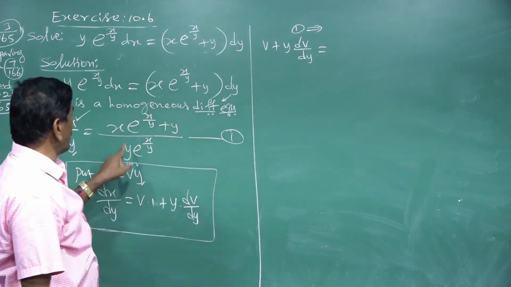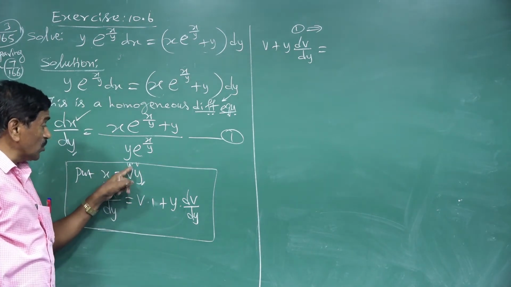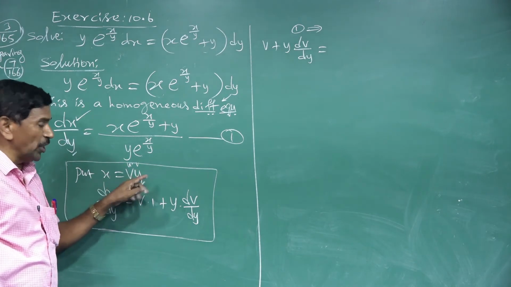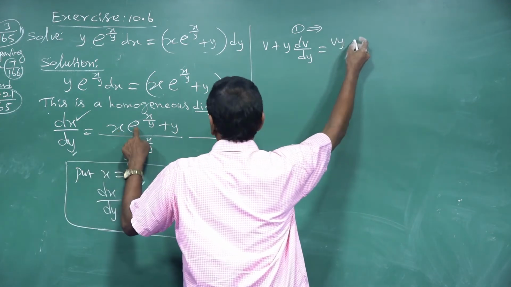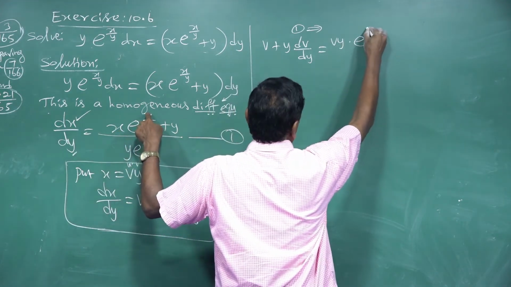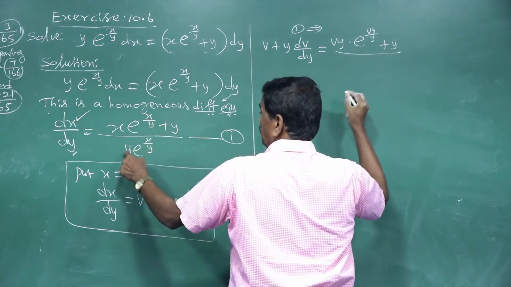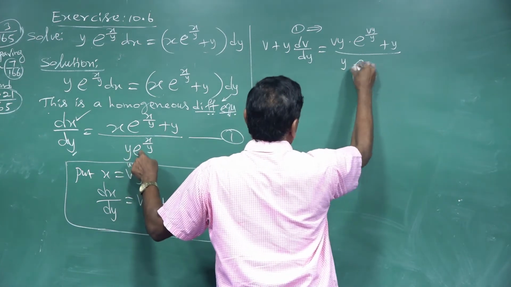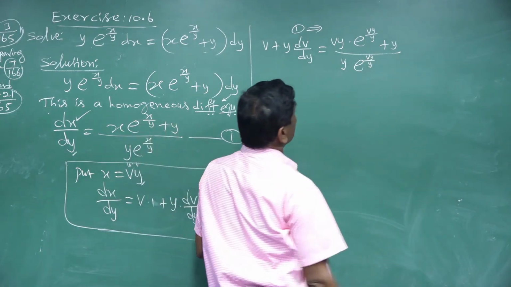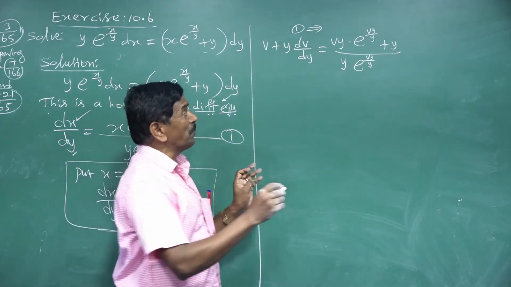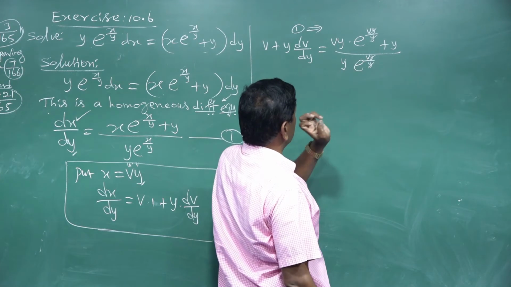In the RHS, wherever x comes, put Vy: x equal to Vy, x square equal to v square y square, x cube equal to v cube y cube, likewise. Here x is Vy, so Vy into e power numerator x equal to Vy already divided by y, plus y, fully divided by the denominator, y fixed, into e power x equal to Vy divided by y. Now, using pencil, here y cancels, remaining e power v.